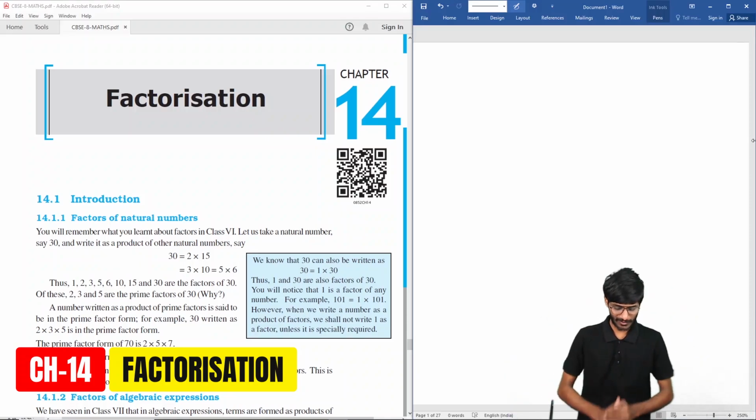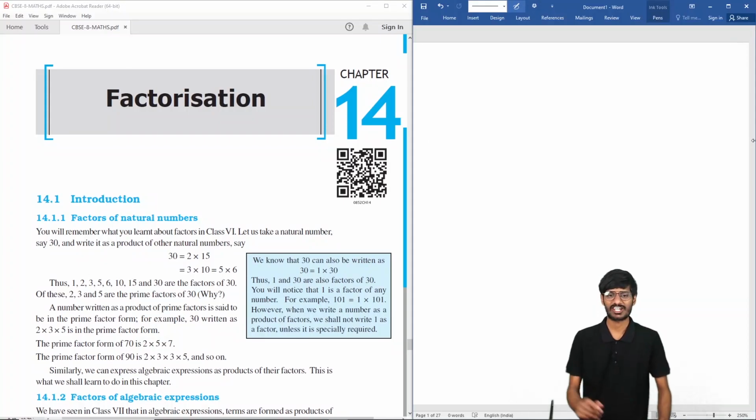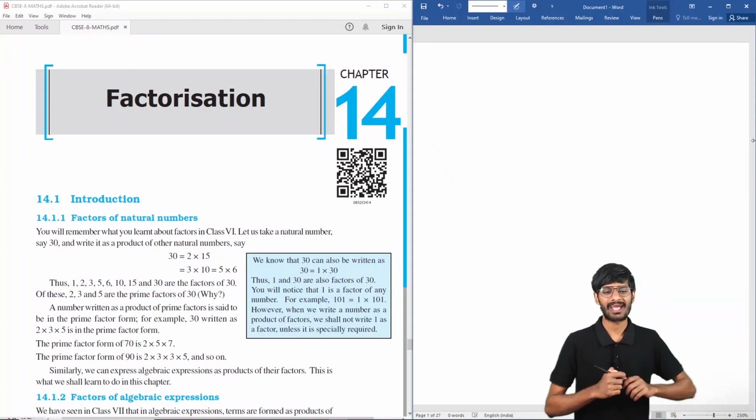In this video, we are going to discuss the factorization chapter, which is from class 8 mathematics.